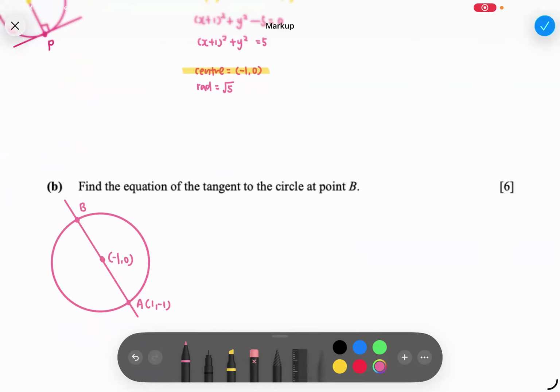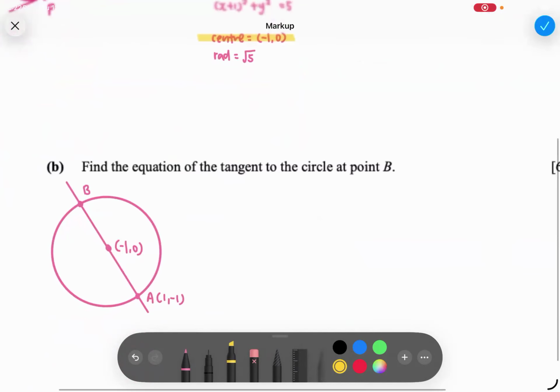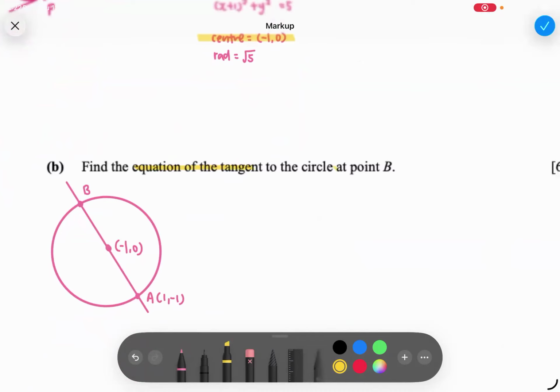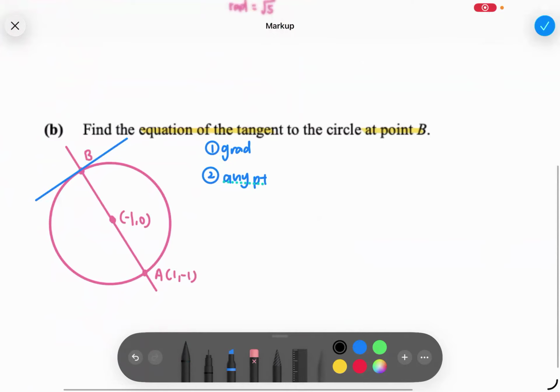This question is a 6 mark question. They want you to find the equation of the tangent at B, which is this random line over here. When you want to find the equation of a line, you always need the gradient of the line and any point on the line. Any point on this blue line is coordinate B. So A, B, and the center, the center is the midpoint. So you can use the midpoint thing: these two coordinates added together, divided by 2, will give me my middle.